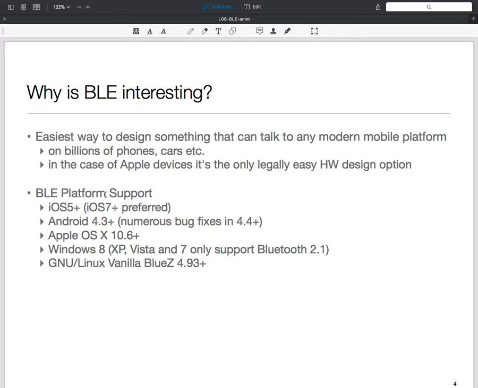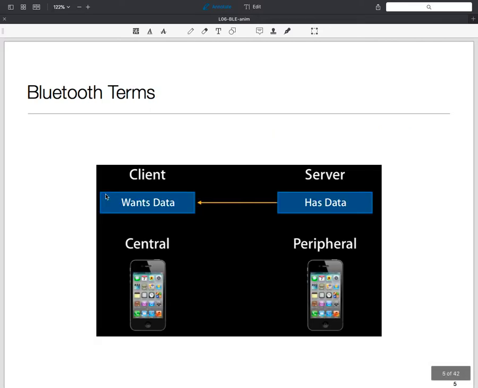You have a Linux stack, so that's why we are going to be able to use Raspberry Pi as well. So some terms, and some of them could potentially be a little confusing. A server is something which has data. Sensors have data, therefore sensors are servers in Bluetooth parlance. That sounds counterintuitive because oftentimes we think servers are big. That's not the case. Servers are what have data, and so they are our peripheral devices. And then clients are the ones who need the data, they are the central devices.